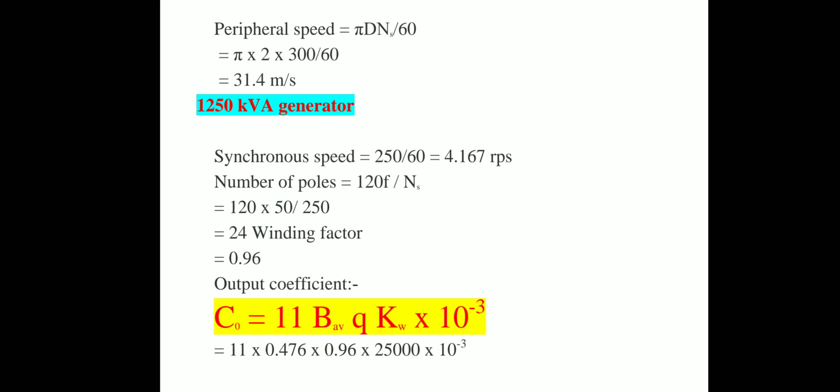Now coming to peripheral speed, it is given by pi D Ns upon 60. Put the values: pi into 2 into 300 upon 60, which comes to 31.4 meter per second.